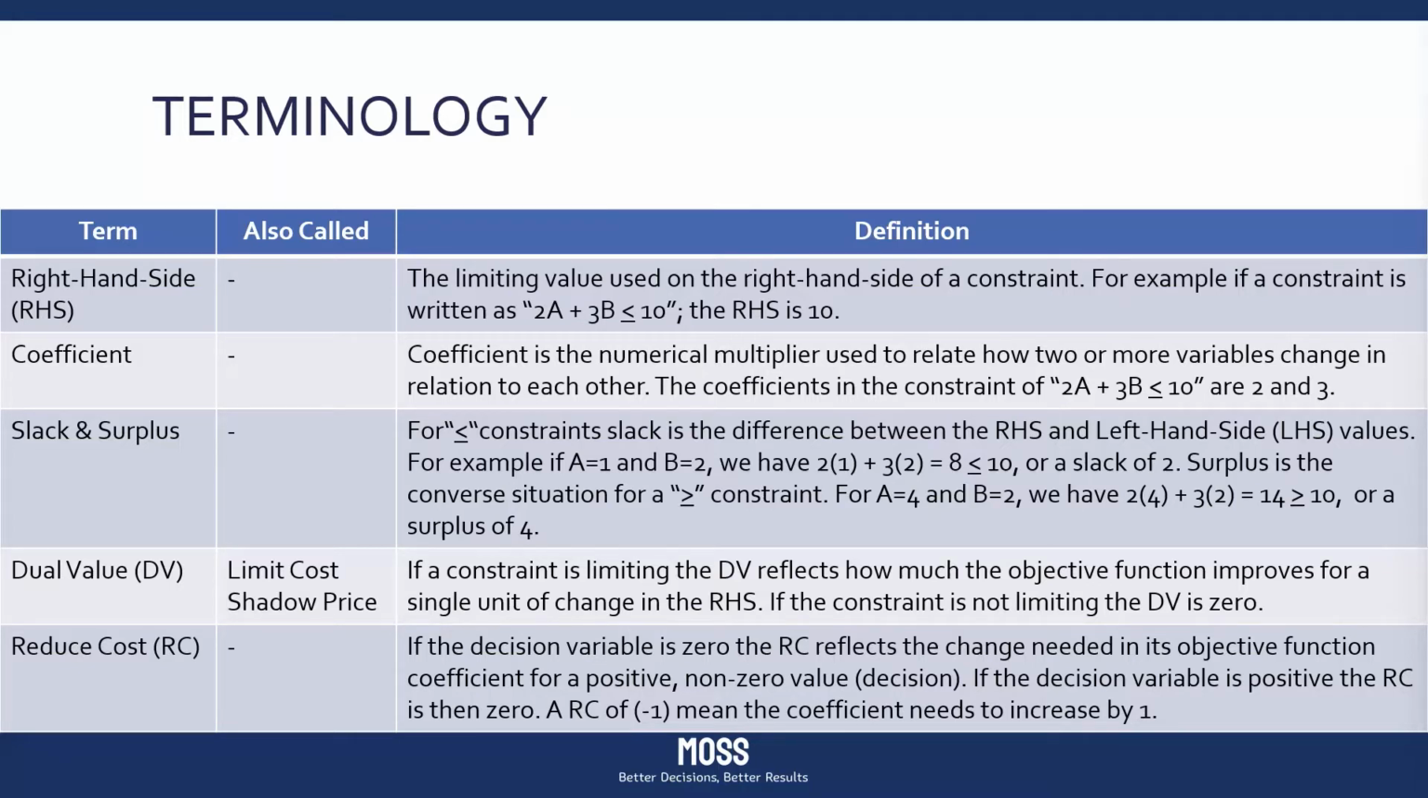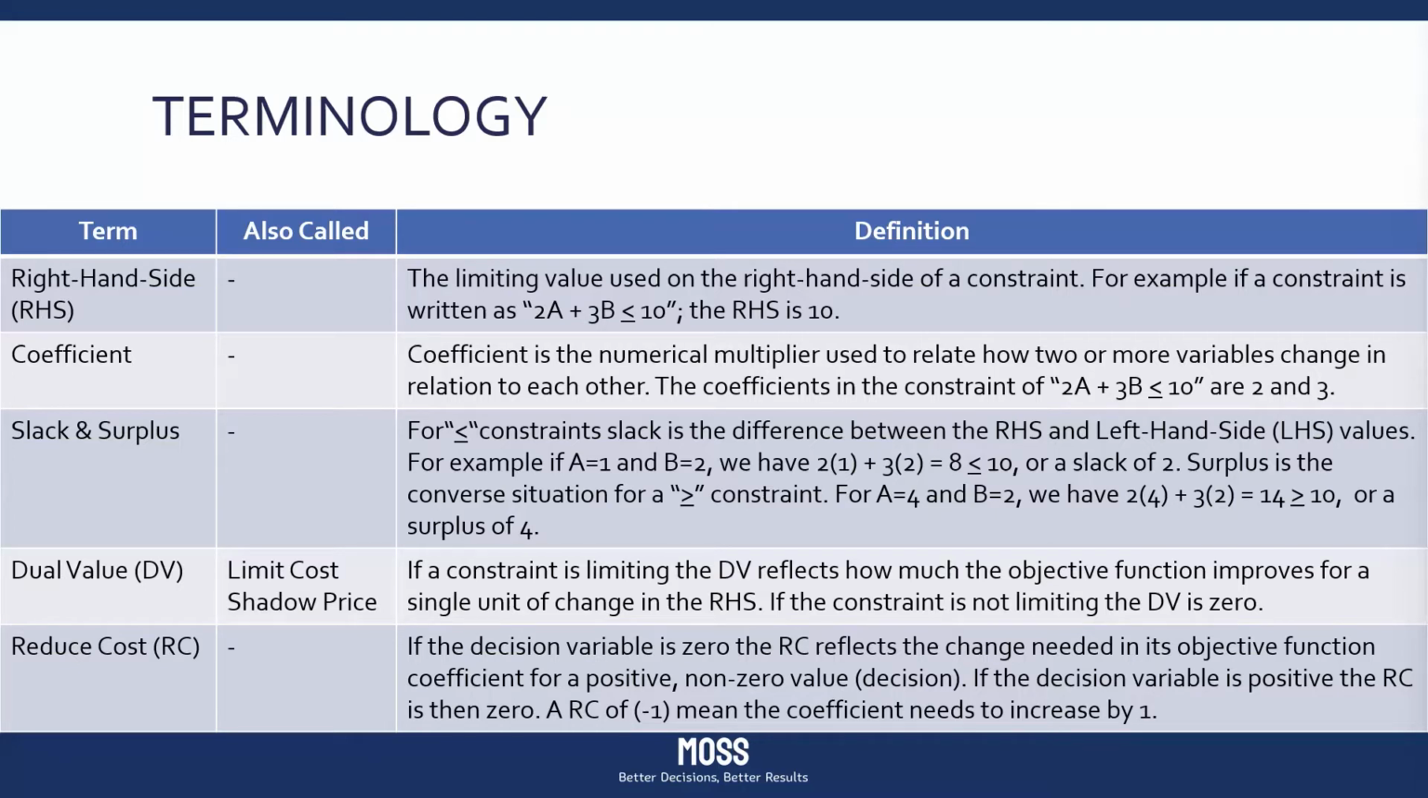The last term here is reduced cost, and this is related to decision variables. If a decision variable is 0, then it will have a reduced cost that reflects the needed change in its objective function coefficient in order for it to obtain a positive non-zero value. If a decision variable is positive, the reduced cost is then 0.